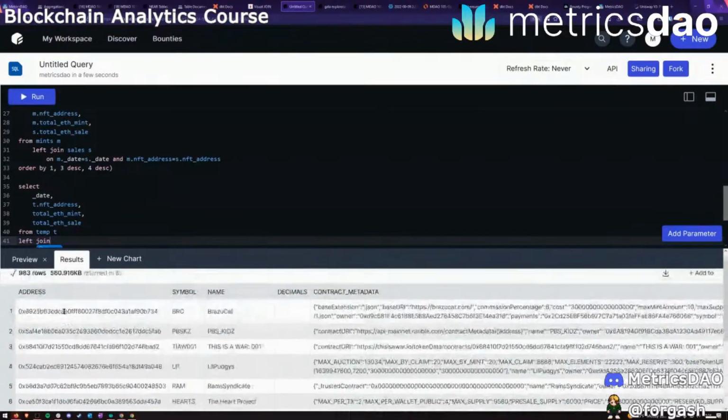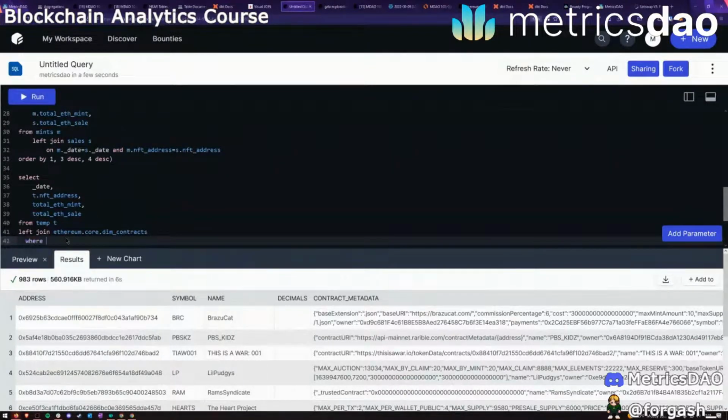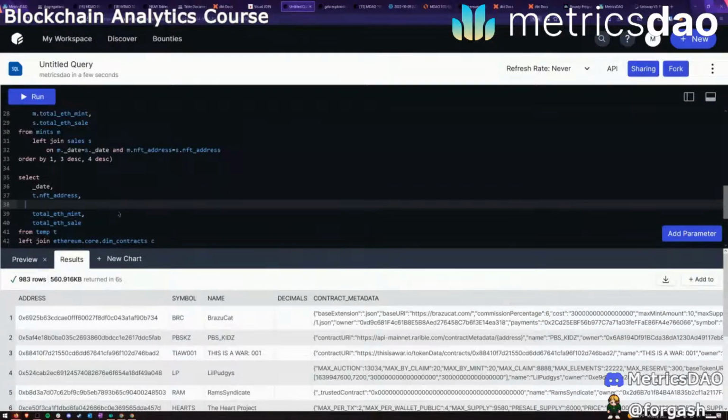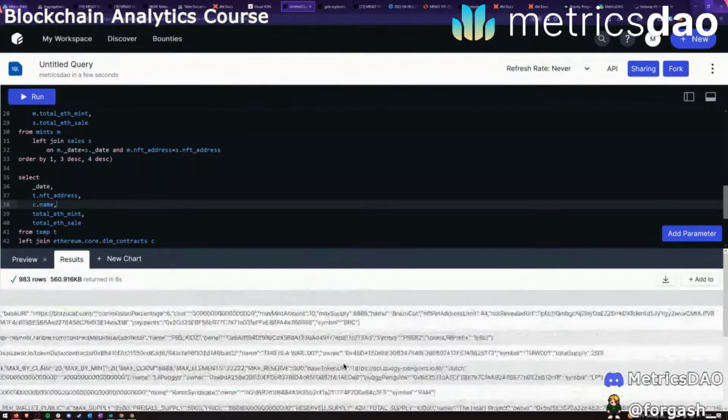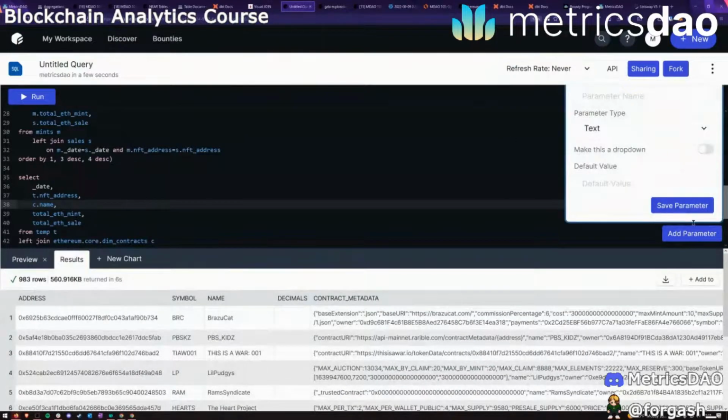Left join, because now we really only want the data that's in temp. So left join is very important here. Ethereum.core.dim_contracts. There, T dot. Spell out dim contract. So let's alias that with a C, equals C dot address. But then let's actually tell it to grab the information we want. So maybe name. We just want to know what it is. I don't care about this metadata at the moment. Whoops, that's not the run button. Sorry, ignore me.